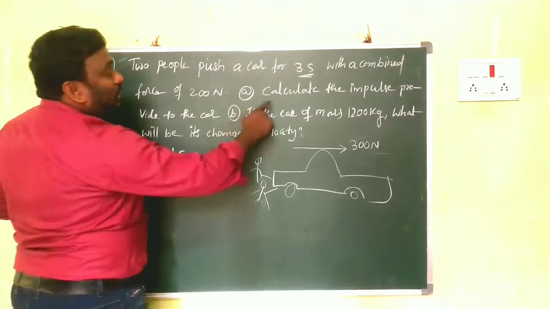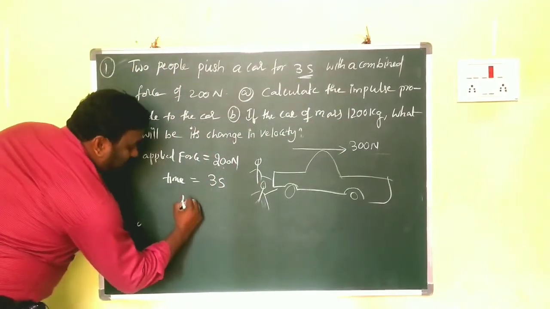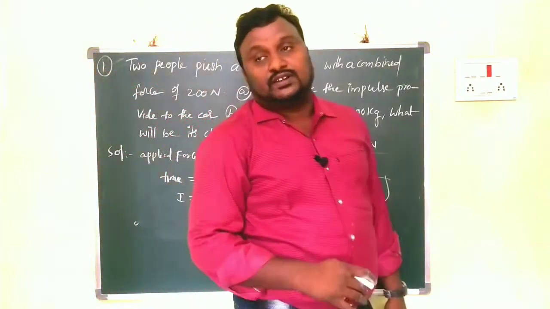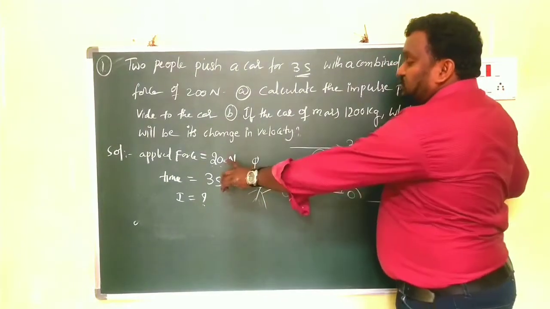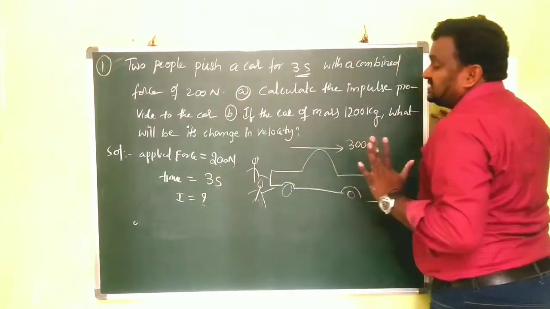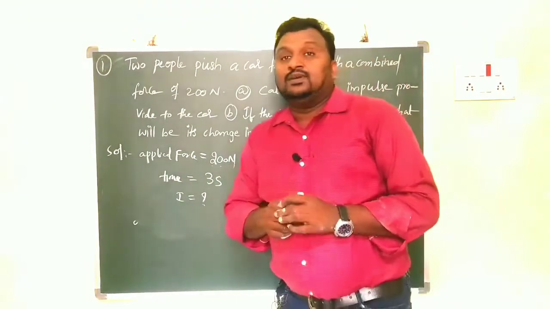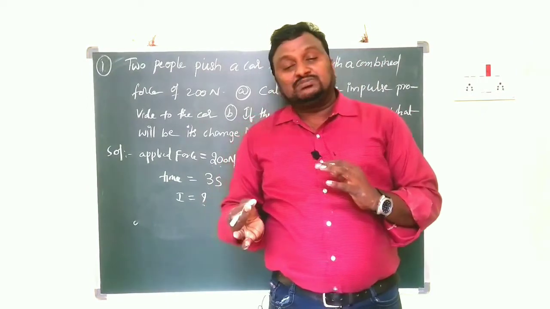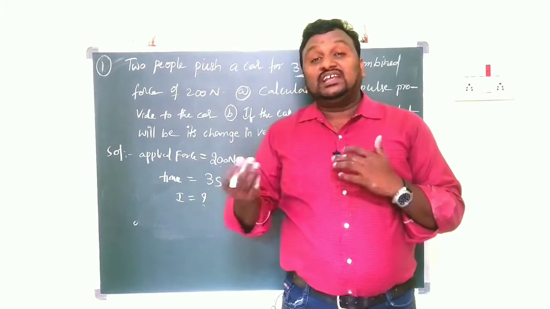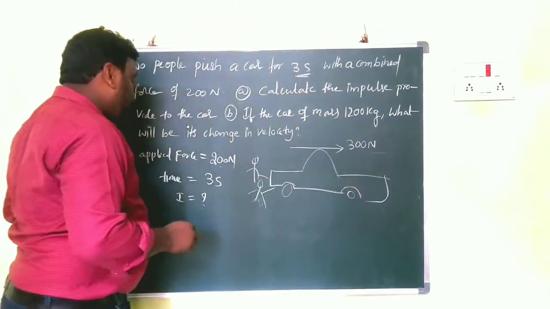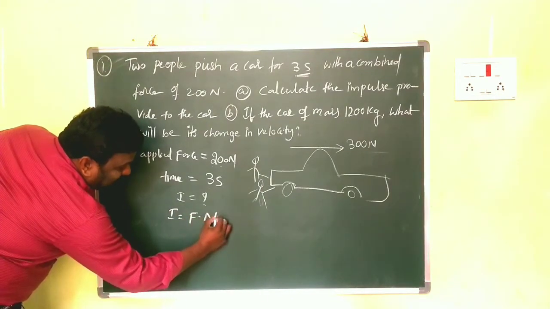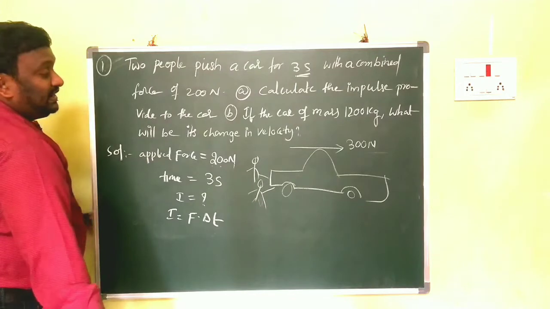Clear? First, what you have to find out? Impulse. Two persons are applying a force of 200 newtons in this direction. This is the car, and the time is 3 seconds. What do we find? Impulse. What is the relation between impulse, force and time? We have a relation. What's that? Impulse I equals F into delta T.